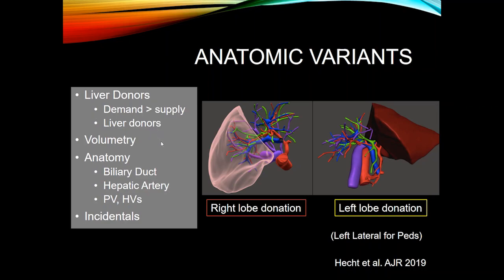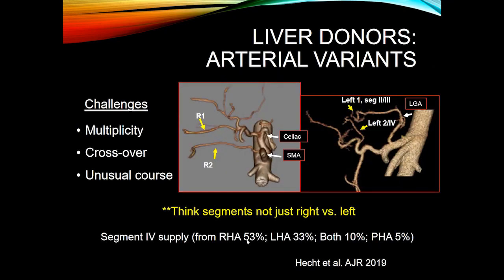And in order to determine if someone is an appropriate candidate, the important factors that we consider are the volume of the liver, to know that there's sufficient volume to enable the recipient to have sufficient function for their body habitus. You also want to look at the anatomy, the bile ducts, hepatic artery, portal, and hepatic veins, as well as incidental findings. And we're trying to determine, one, whether the patient is a candidate at all, let alone whether they should approach the right or left lobe for a donation. Now, a lot of it comes down to volume, but the anatomy has a very important role to play.